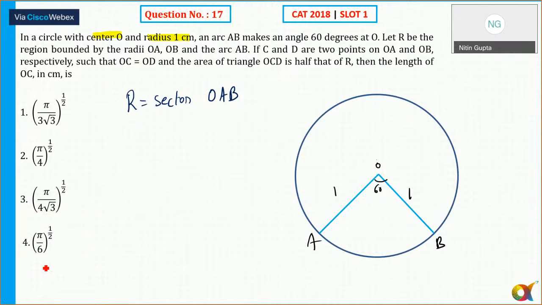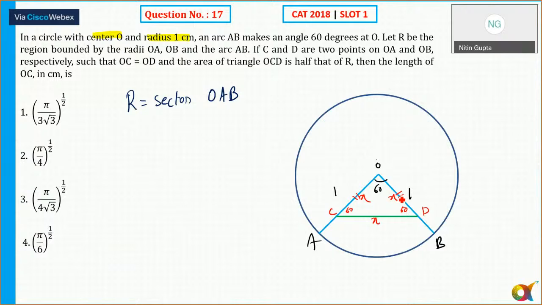If C and D are 2 points on OA and OB respectively, such that OC equal to OD. So let me see, this is C and this is D. So triangle OCD must be an equilateral triangle, because the angle is 60 and these two lengths are equal, OC equal to OD. So this is also 60, this is also 60. Let's say the length of each side is x, and x, and x. This is what I need to find out.